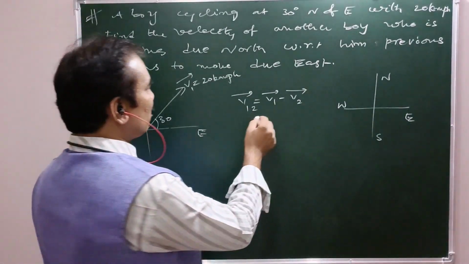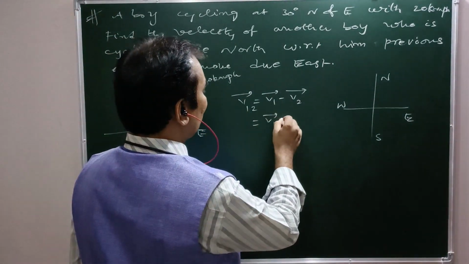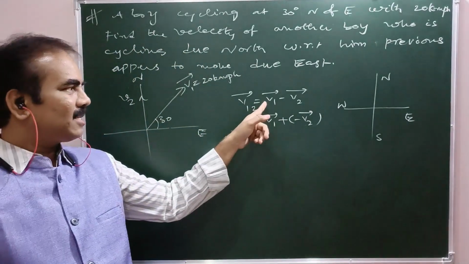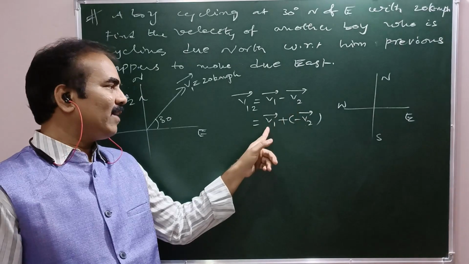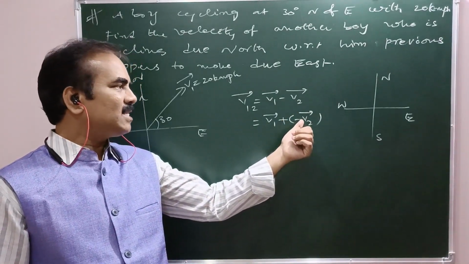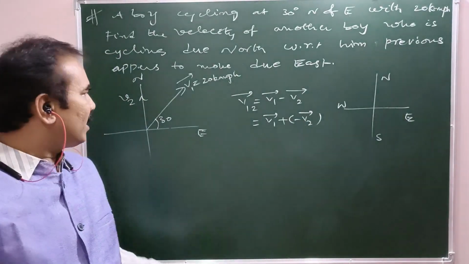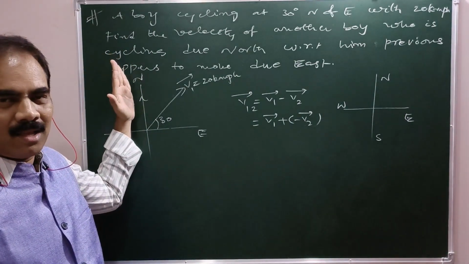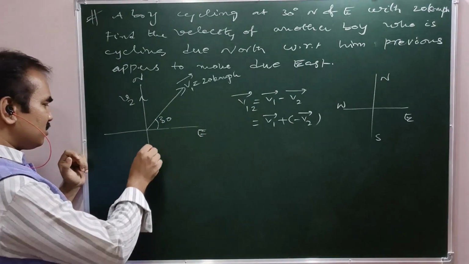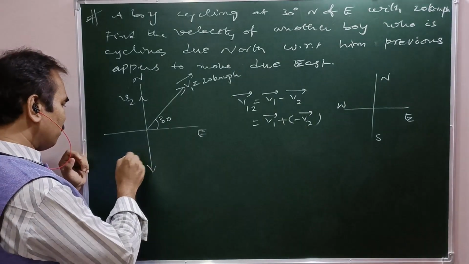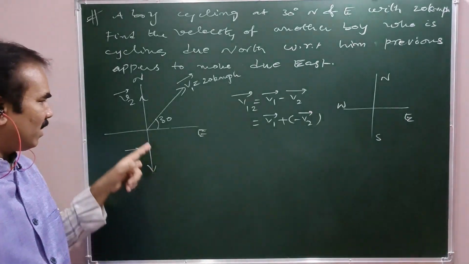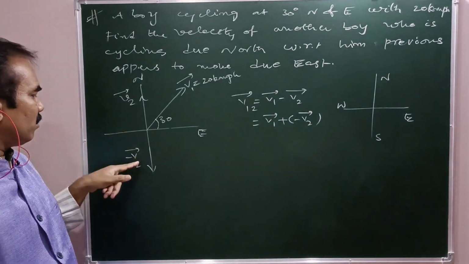That is V12 bar equals V1 bar plus or minus V2 bar. Hence subtraction, in the sense V1 minus V2, that is V1 plus of minus V2, means simply add minus V2 bar to V1 bar. Now where is V2 bar? This one is V2 bar, the velocity of the second boy. Now make it reverse, that is minus V2 bar. Simply reverse V2 to get minus V2 bar.